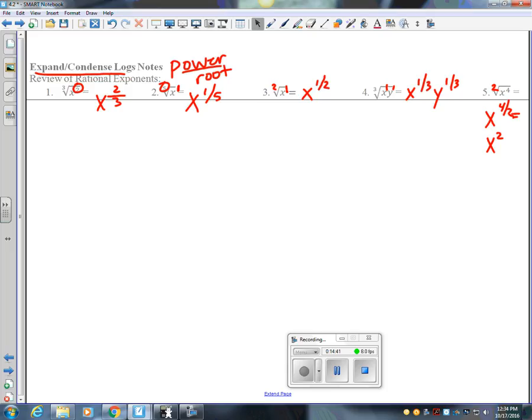So the root is the number on the outside. Think about roots of a tree or outside. And the power is the number on the inside. And you make it a fraction.